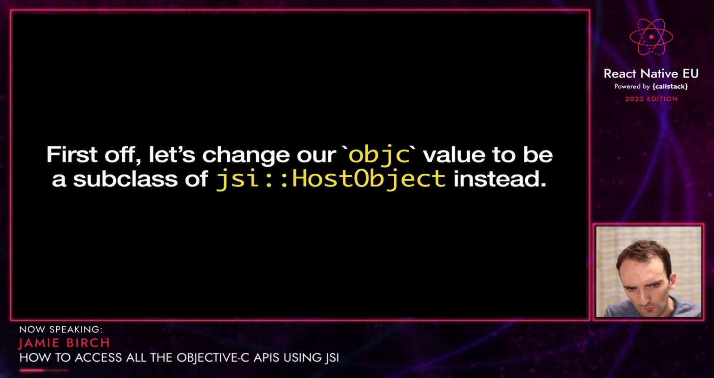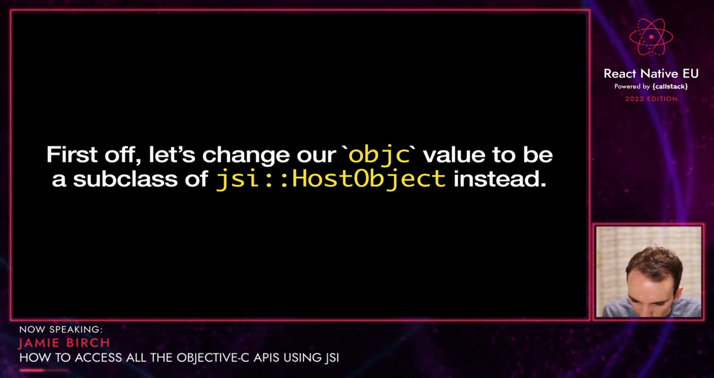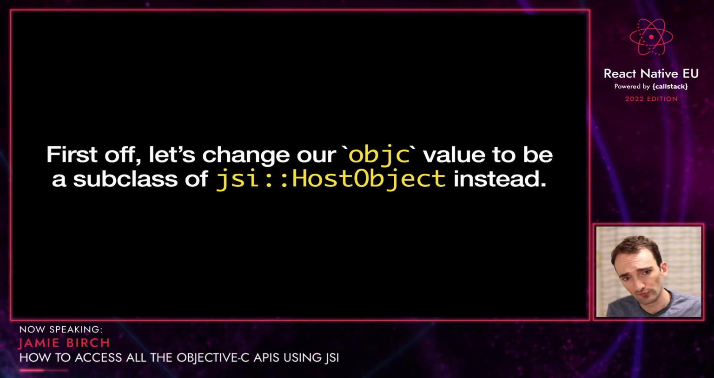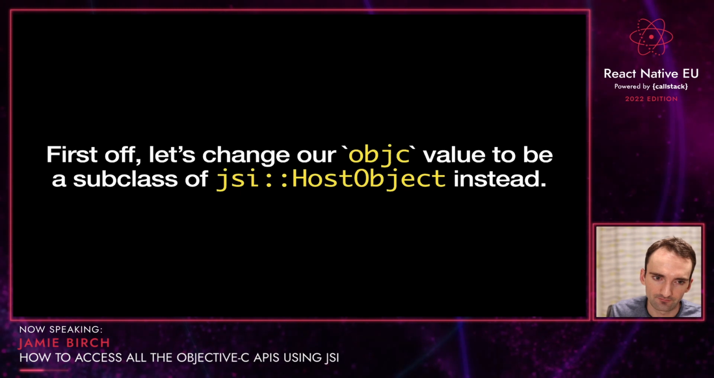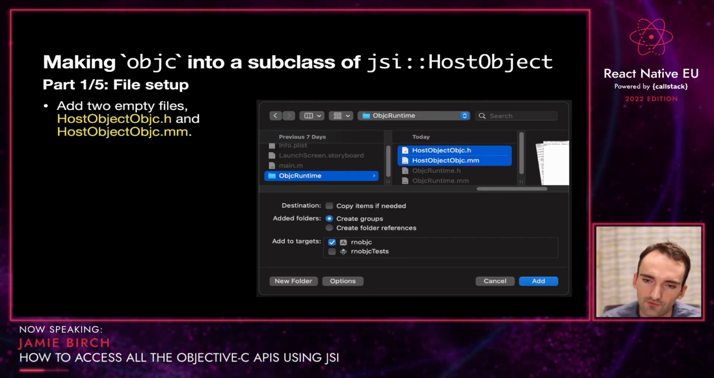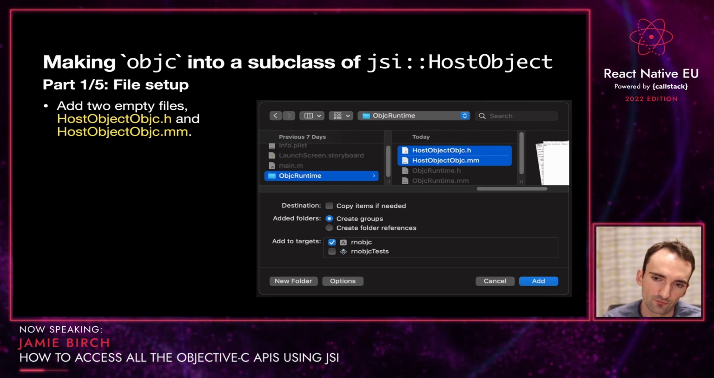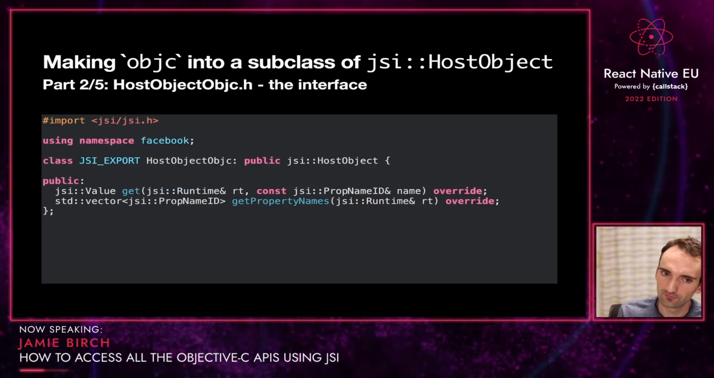So first off, our global.objc value is returning a string. Let's make it return a subclass of JSI host object instead. So to start off on this, let's make a couple of files, host object ObjectiveC, and they'll be empty for now. Add them to a project.